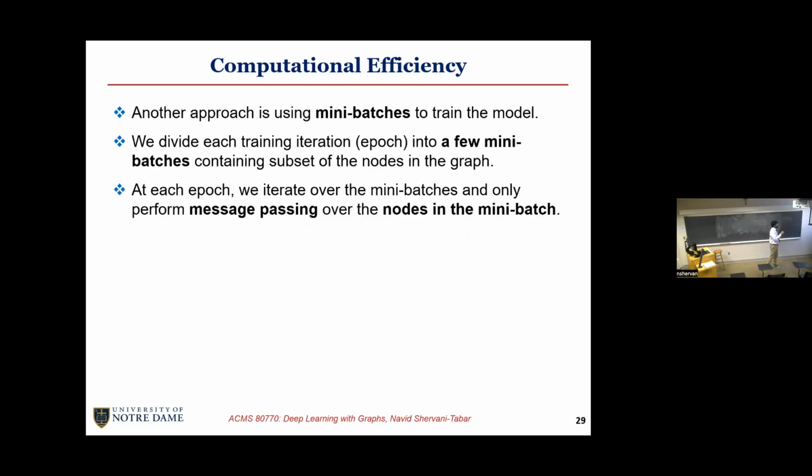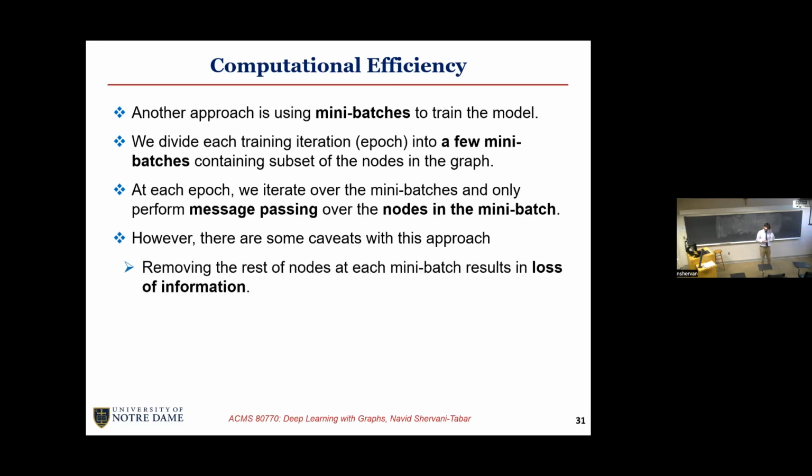So another approach to improve the computational efficiency of our model is mini-batching, as we said before. In mini-batching, we are going to divide our graph into different subsets of nodes. And then at each step, at each batch, we're going to go over one of these mini-batches. Each epoch, each training iteration, is going to consist of going over different mini-batches in the graph and performing our neural message passing over this. But we need to be careful about this as well. There are some issues, some caveats.